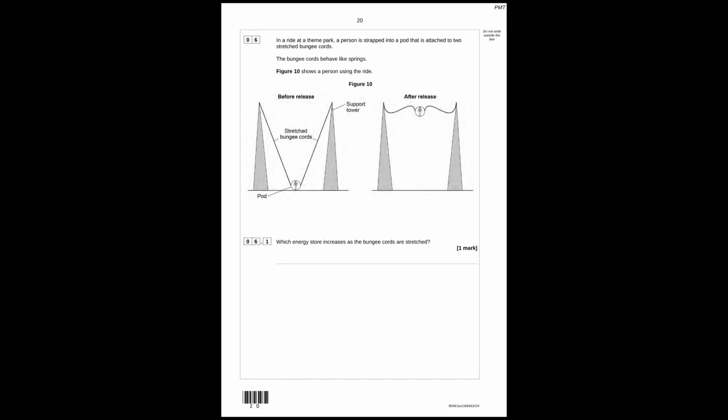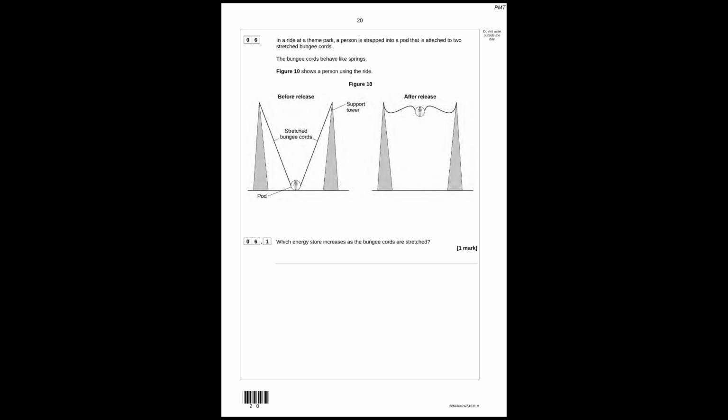I'll just be going over question number 6 on the May 2024 Physics GCSE Paper 1. In a ride at a theme park, a person is strapped into a pod that is attached to two stretched bungee cords. The bungee cords behave like springs, and figure 10 shows a person using the ride.